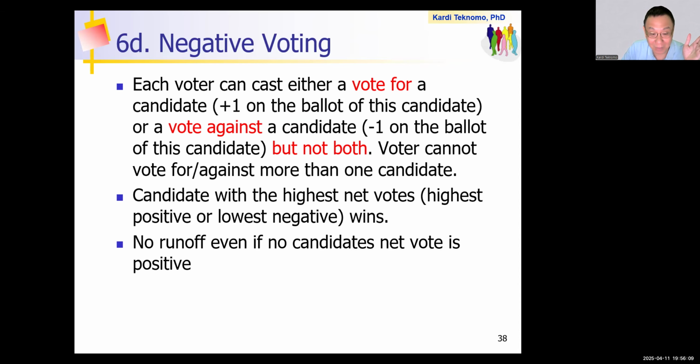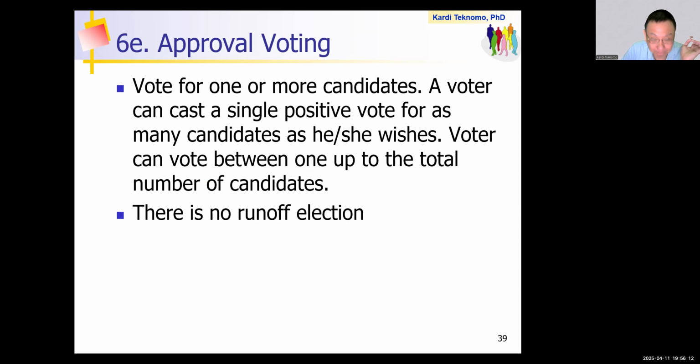So the next one is called approval voting. Yeah, this is simple, robust, and practical. So you vote for one or more candidates. It's not just one vote. A voter can cast a single positive vote for as many candidates as she wishes. So the voter is more powerful here. The voter can vote for between 1 and the total number of candidates. The good thing is no runoff election.